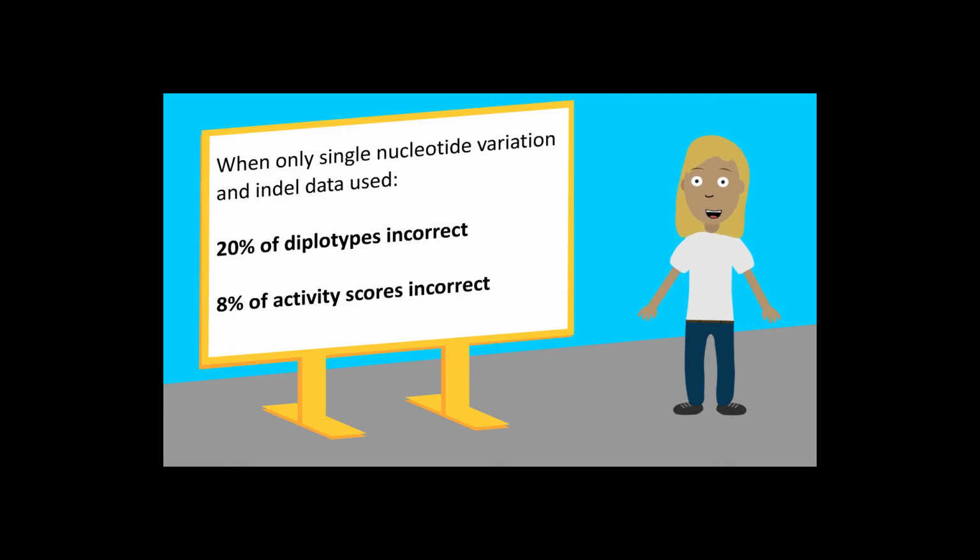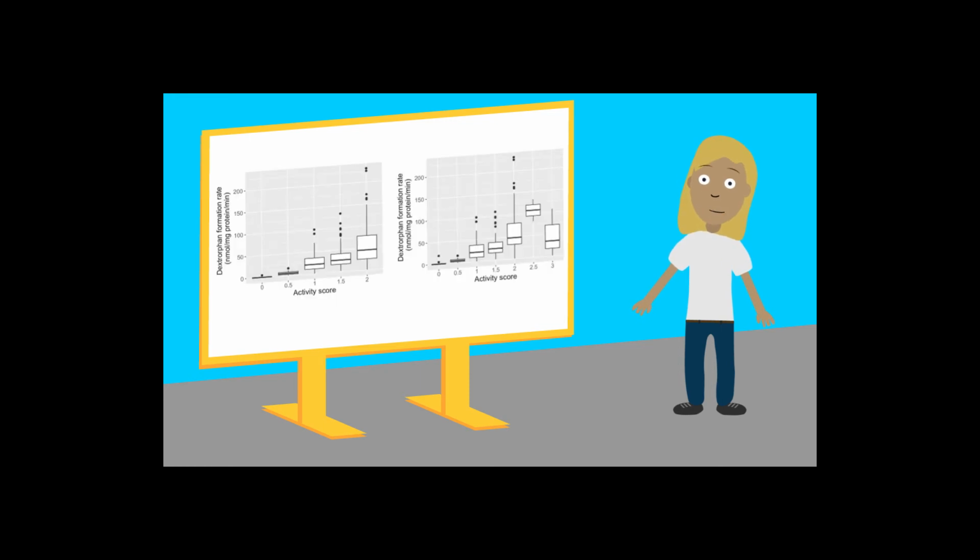Diplotypes for 66 out of 309 total samples were incorrectly assigned, representing over 20% of the total, and 25 samples, or about 8%, were assigned an incorrect activity score. If the goal is to be doing precision medicine, incorrect phenotype predictions for 8% of patients isn't good enough.